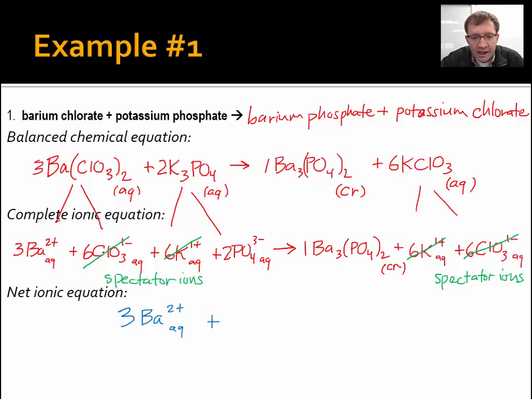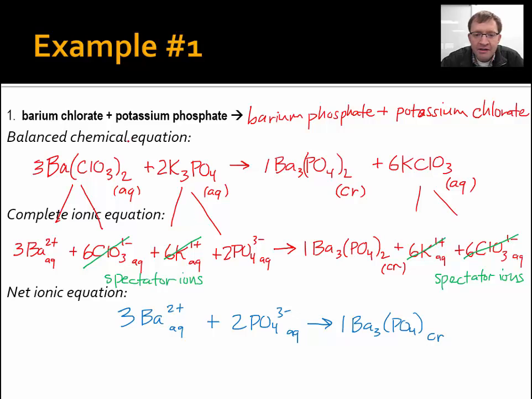I have canceled out my chlorates and my potassium, so those are gone. But I have my phosphate here, so 2 phosphates. Those are left behind. And on the other side of the equation, my barium phosphate remains. So I have 1 unit of barium phosphate. And that's a precipitate, so watch that state, that's crystalline. And the other things have canceled out. So in the end, this is all that's left. It looks pretty neat and tidy, very small.